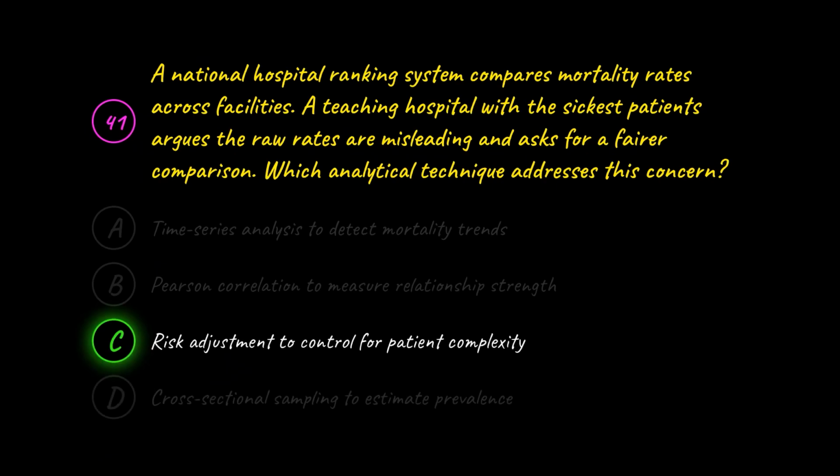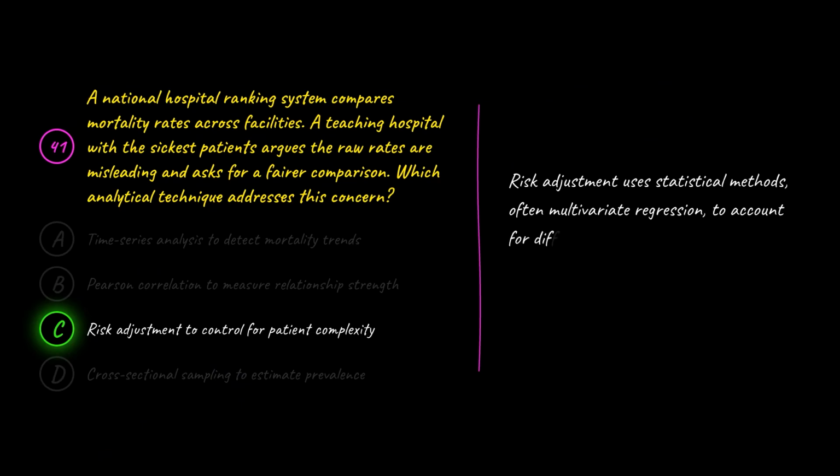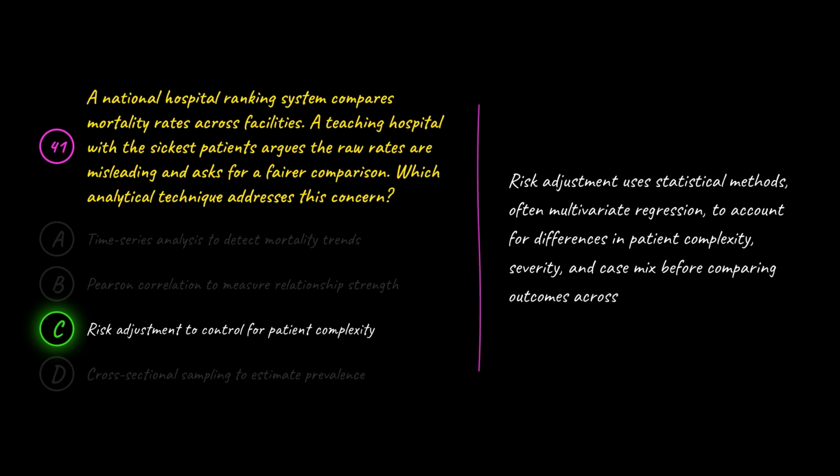The correct answer is C. Risk adjustment to control for patient complexity. C is correct because risk adjustment uses statistical methods, often multivariate regression, to account for differences in patient complexity, severity, and case mix before comparing outcomes across systems. Without it, hospitals serving sicker populations look worse simply because their patients carry more risk. Risk adjustment is essential for fair benchmarking.